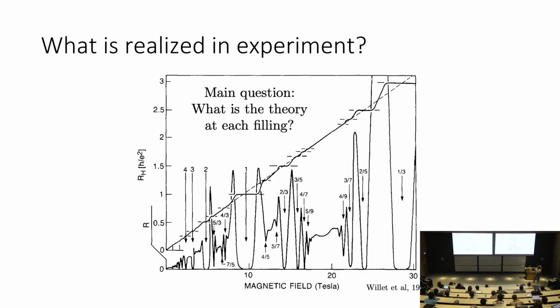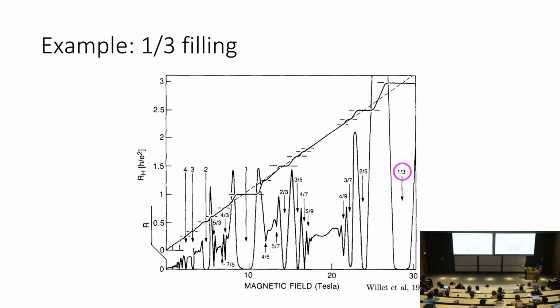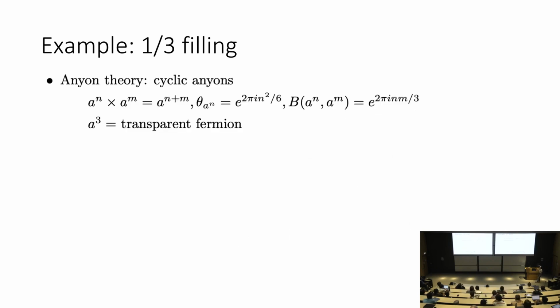So, okay, now equipped with that description of the system, we can ask, what is the theory that is most likely to be realized at each of these gapped phases? We can focus, for example, on this simple 1/3 state, which has been observed for a long time. And one very simple explanation for that gapped state is this cyclic anyon theory. I can also write down a Lagrangian for that, given by this Lagrangian density, U(1) level 3 Chern-Simons theory.